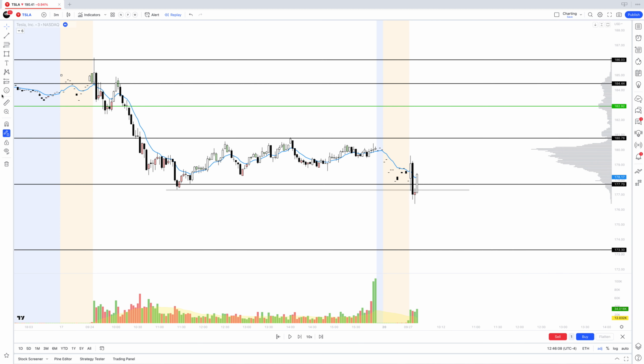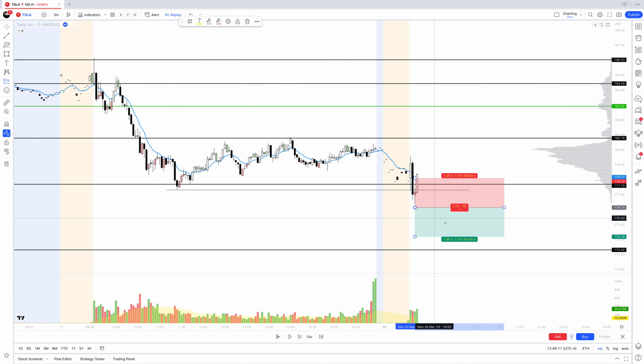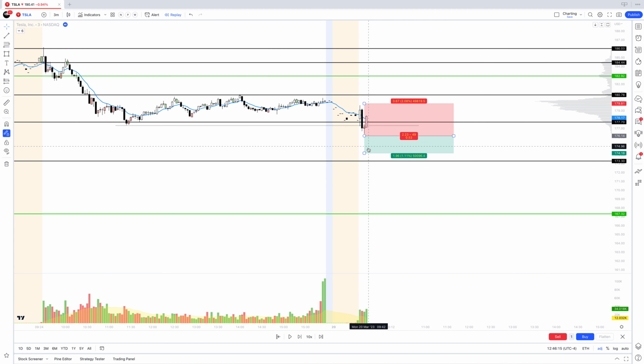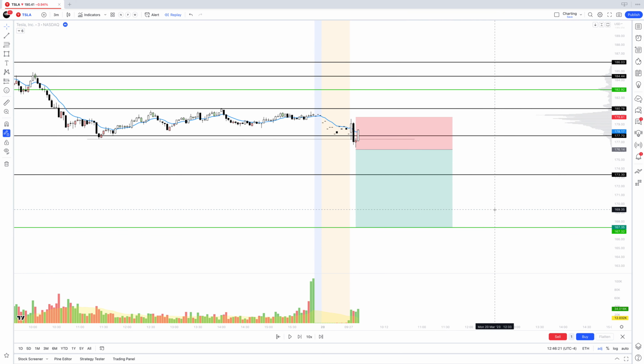So that right there, my friends, is a short position. So I could have done this, right? Bish bash bosh. Obviously that key 175 level is just there as well. So, you know, we are looking for the breakdown.